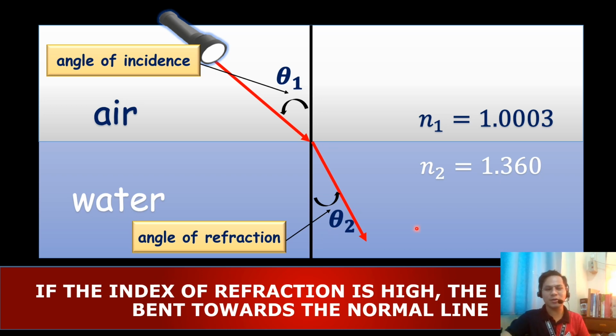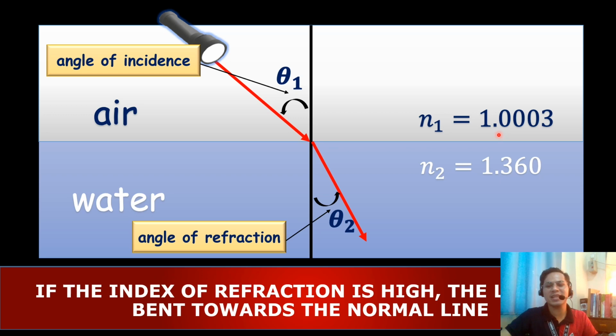Okay, I will read this to you. If the index of refraction is high, the light bends towards the normal line. In this case, the index of refraction of water is larger. Because the index of refraction is larger, the speed of light is slower in water. And because the speed of light is slower, the angle is smaller. Let's look at air. Air has a small value of index of refraction, so the speed of light is faster in air compared to water. And because it is faster, the angle is bigger.